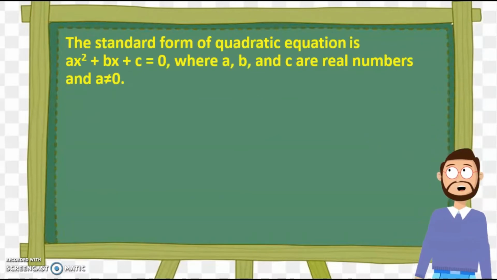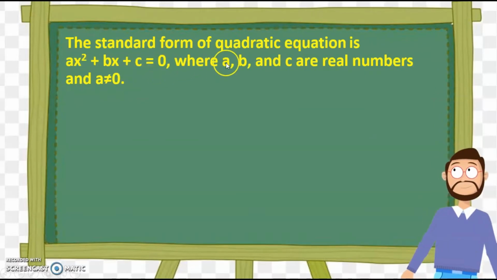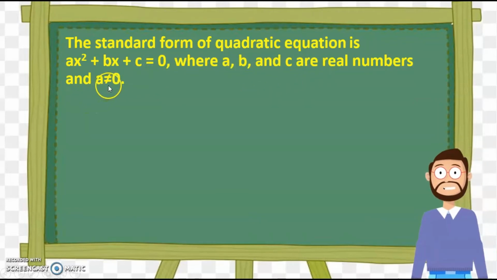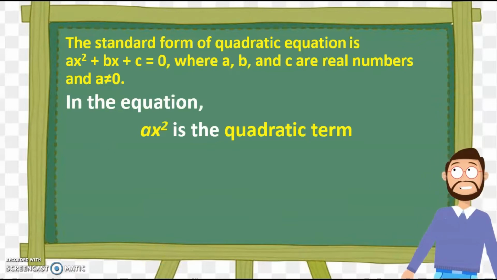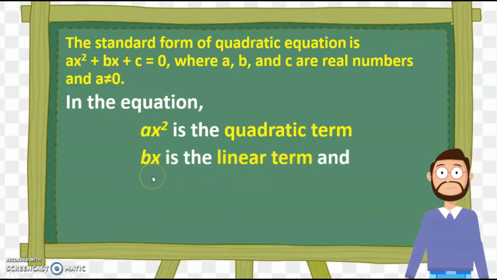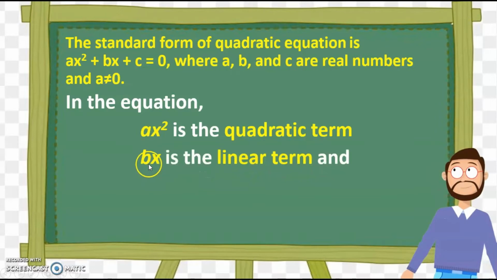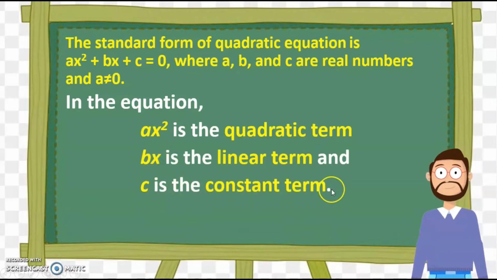Furthermore, the standard form of quadratic equation is ax squared plus bx plus c equals 0, where a, b, and c are real numbers and a should not be equal to 0. In the equation, ax squared is the quadratic term, where you can find your a beside x squared. Bx is the linear term, where you can find your b beside x. And c is the constant term.